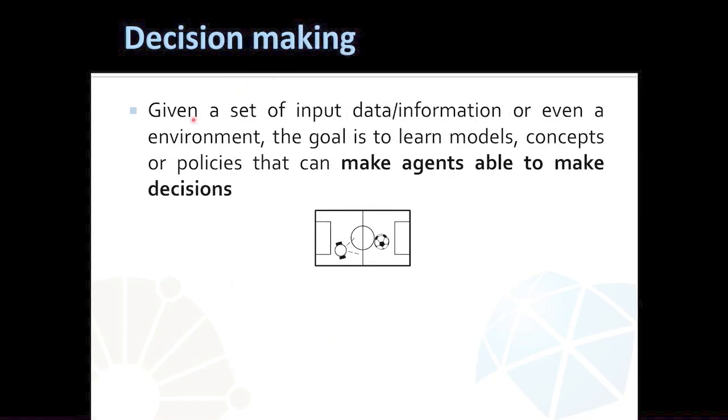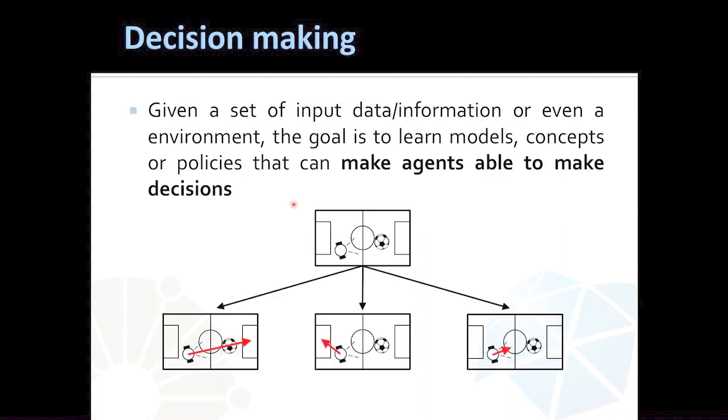In decision-making, given a set of input data or information, or even an environment, the goal is to learn models, concepts, or policies that can make agents able to make decisions. If I have a robot playing soccer, for example, in a given situation my robot can be in front of a ball. Some possible actions for my robot are kick the ball, move to the left side, move forward, and so on. With the use of a learning algorithm and after some training, my robot can learn how to decide what is the best action to achieve his goal.